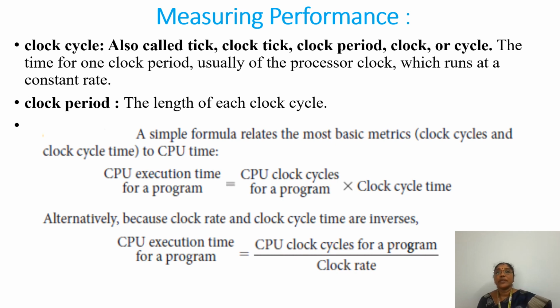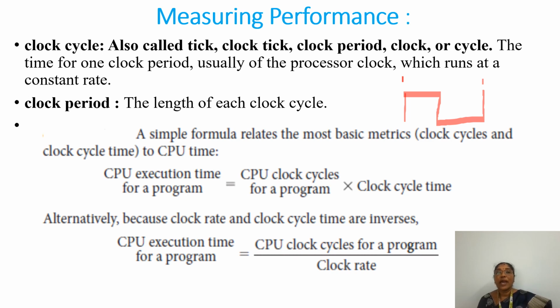How are we going to measure the performance? For that, we are going to consider the clock cycle. Clock cycle in the sense, we are going to have the clock period. For example, consider the clock cycle like this. Here, the length of the clock period starts from here to here. So this is referred to as the one clock cycle duration.